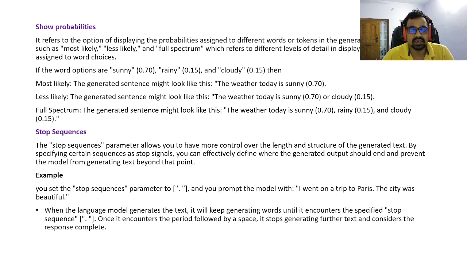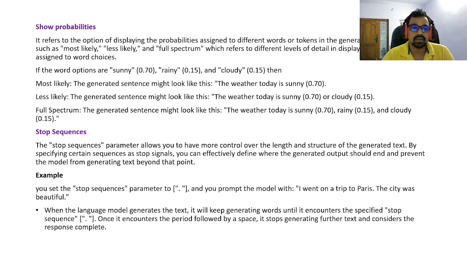Let's take an example: how is the weather today, and let's say OpenAI is generating three tokens: sunny, rainy, and cloudy, with the probabilities 0.7, 0.15, and 0.15. Most likely means it will always generate the weather today is sunny, which has 0.70. If it is less likely, it will generate sunny or rainy, or sunny or cloudy. If it is the full spectrum, it will generate all the tokens from its vocabulary with the probability value.